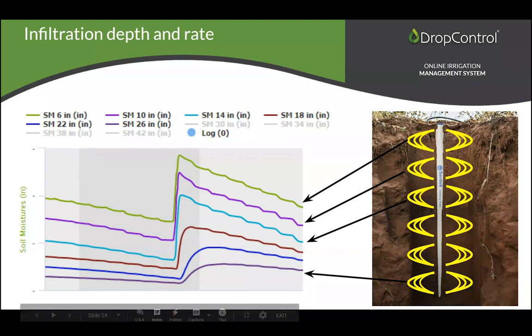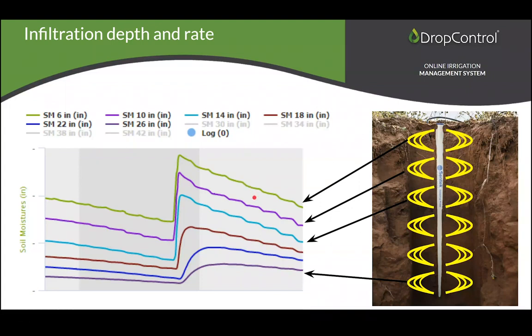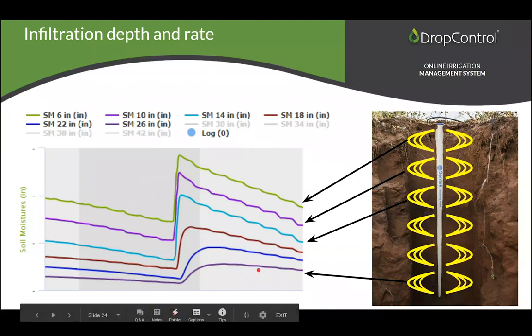And on the other hand, as I was explaining before, I can see my root activity. In this case, I can see there's water consumption on my 6-inch sensor, on my 10-inch sensor, my 14-inch sensor. The 18-inch starts lowering, but there's still root activity there. And at the 22-inch sensor, there's a little bit of activity. So I want to make sure those roots get water because they're drinking. And then down at the 26, I can barely see any movement.